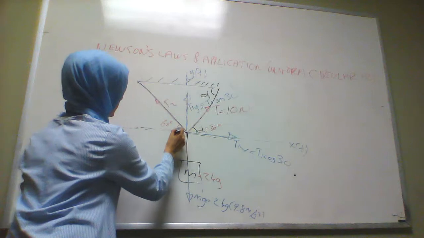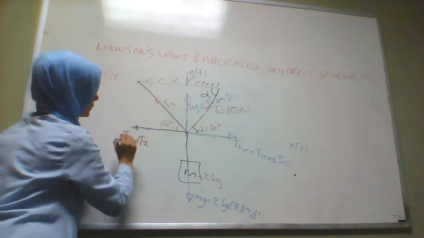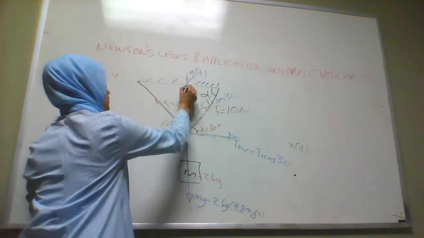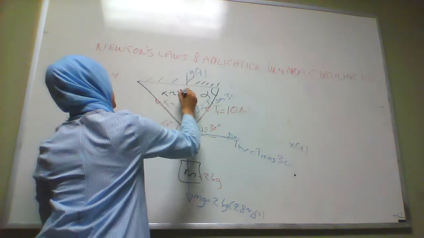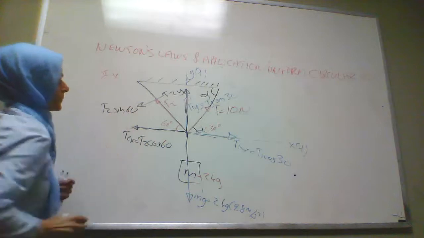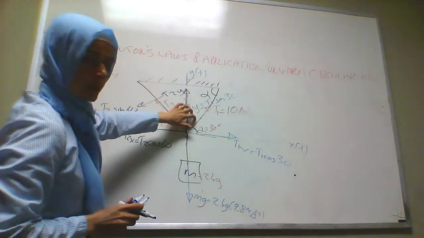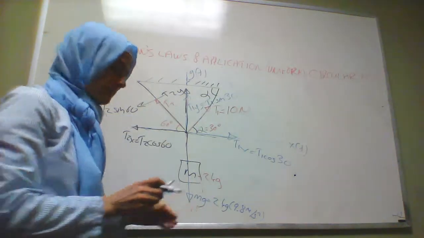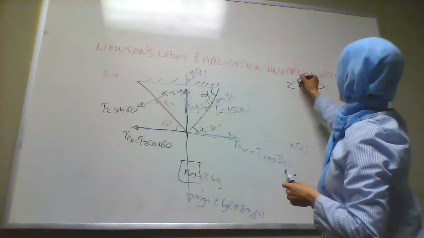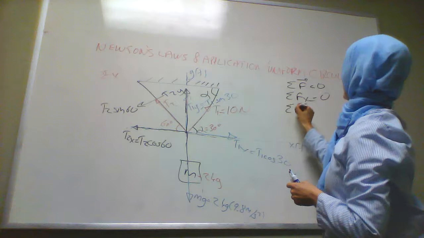For T2, I'll use black maybe, I don't have many colors. T2x is equal to T2 times cosine 60, and we also have T2y, which is equal to T2 times sine 60. Now we have all the forces. Upward we have T2y and T1y. Downward we have mg. The system is in equilibrium. Total F is equal to 0 vectorially, which means total Fx is 0 and total Fy is 0.